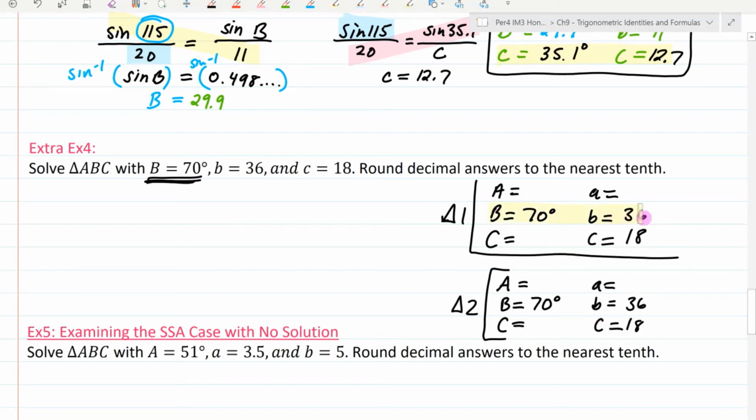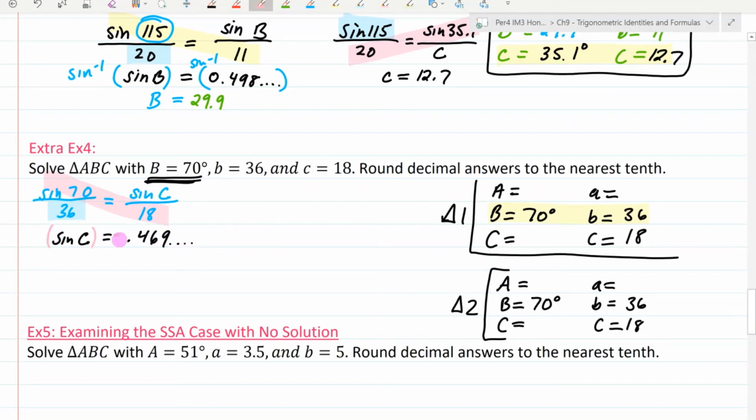Because they give us angle B and side B, we definitely have to use that. And then because we have side C, we're going to have to solve for angle C first. So the first thing is going to be sine of B over b, which is sine of 70 over 36, equals sine of C over 18. And again, we're going to cross multiply, so you multiply sine of 70 times 18, and then divide by 36. That's going to give you sine of C is equal to 0.469 and then some other numbers.